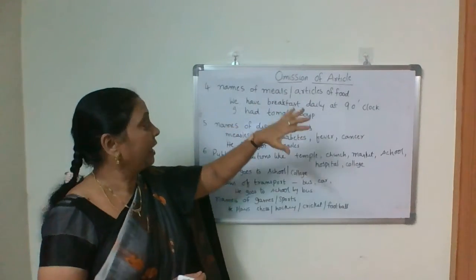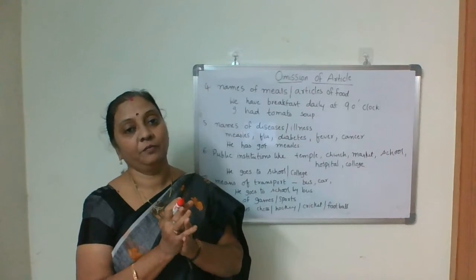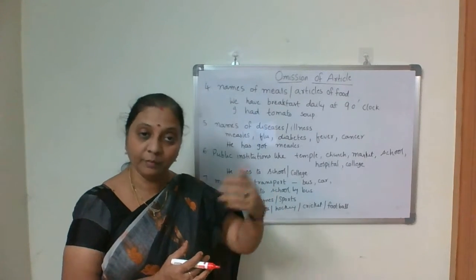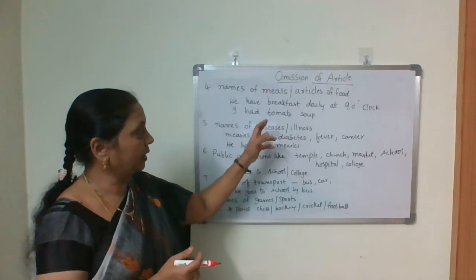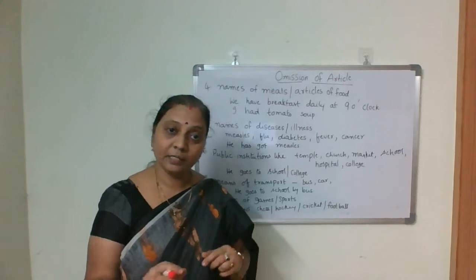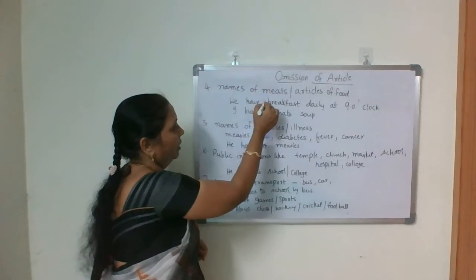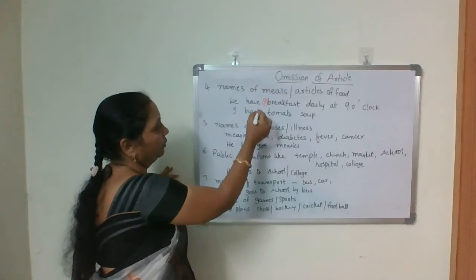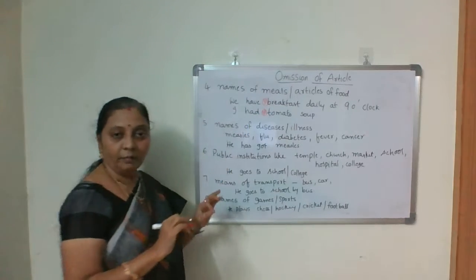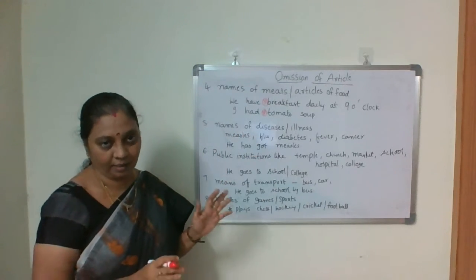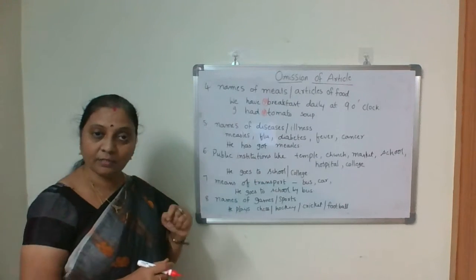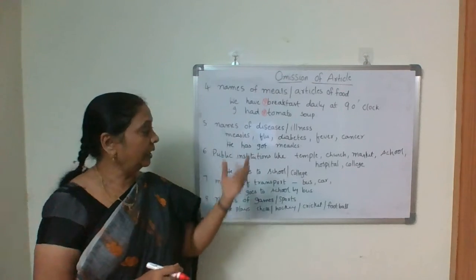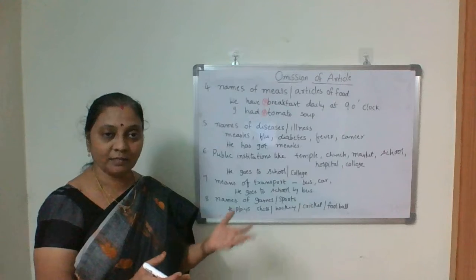So next one, names of meals and articles of food also. We don't use any article, like breakfast, lunch, dinner. Before that, we don't use any article. We have breakfast daily at 9 o'clock. Before breakfast, an article is not required. Like that, before any articles of food, food items, we don't use any article. I had tomato soup. Before tomato soup, no article is required. So food items and meals also, no article required. Again, names of diseases or illness like measles, flu, diabetes, cancer, fever.